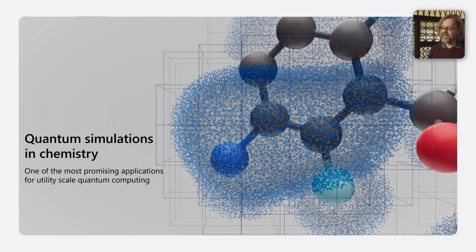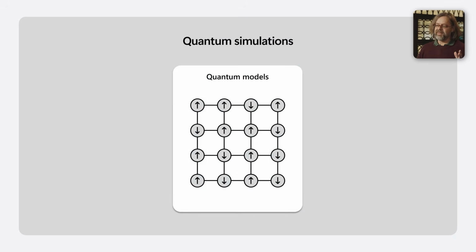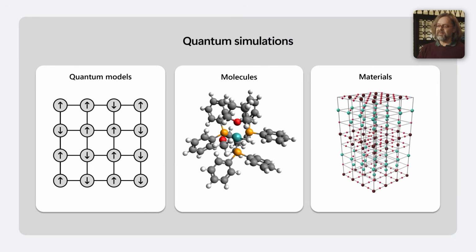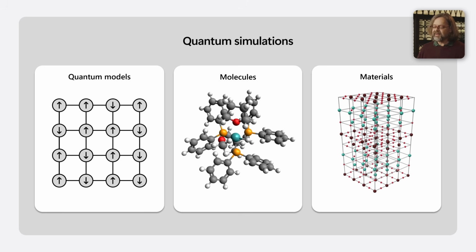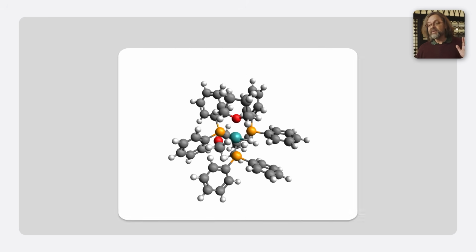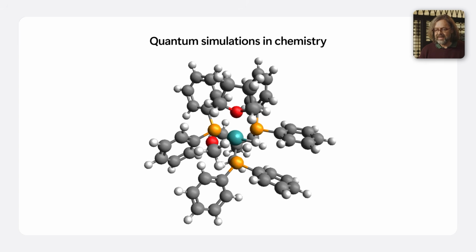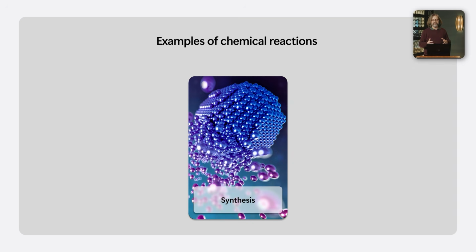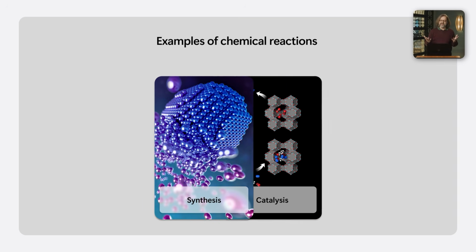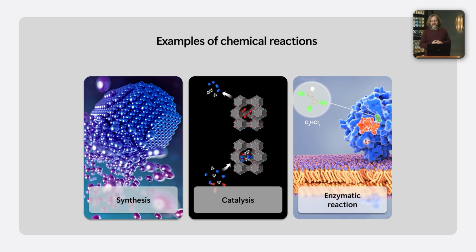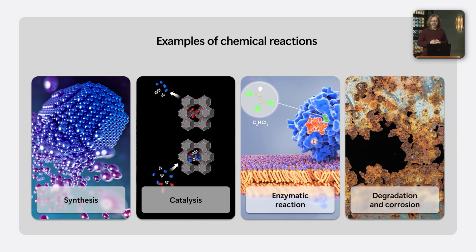The simulations can be simple quantum models like quantum magnets, can be molecules, can be materials, can be nuclei. There are many applications. Today I want to focus on chemistry, and specifically on chemical reactions. They appear in the synthesis of molecules and materials, in catalysis, in enzymes in the body, in the soil, and in plants. They appear in degradation and corrosion. They are what chemistry is about.